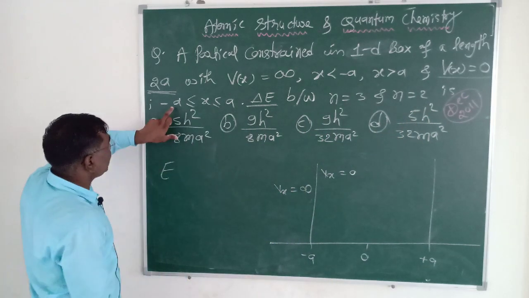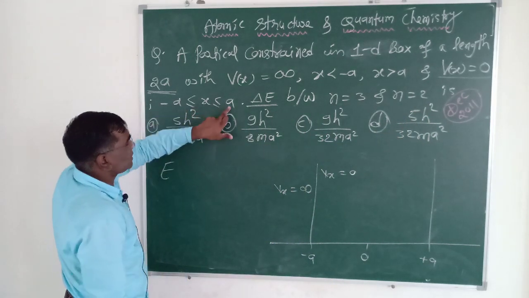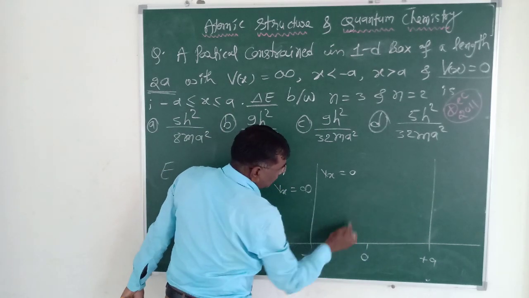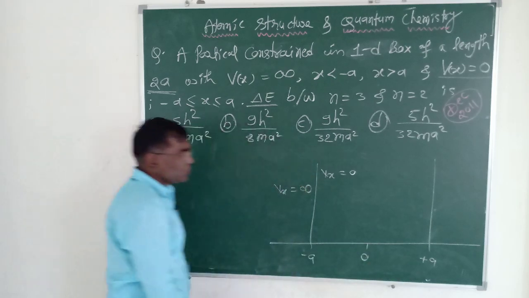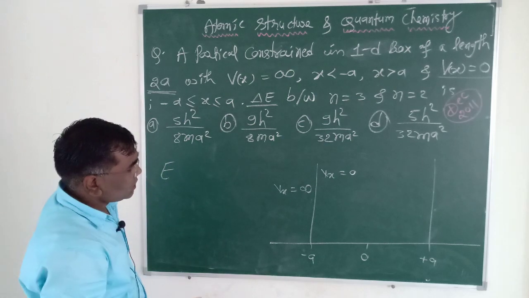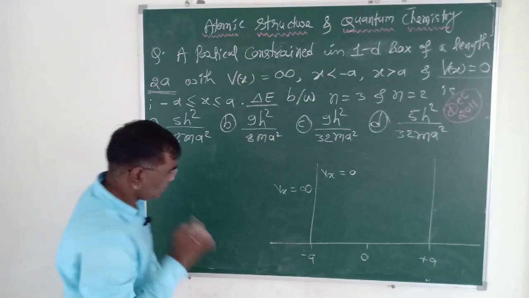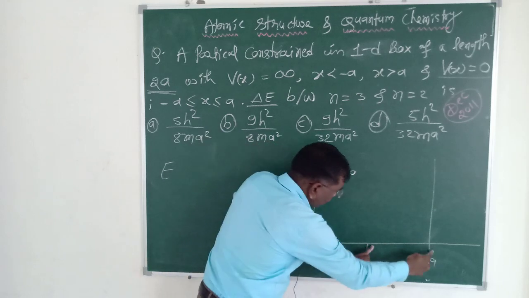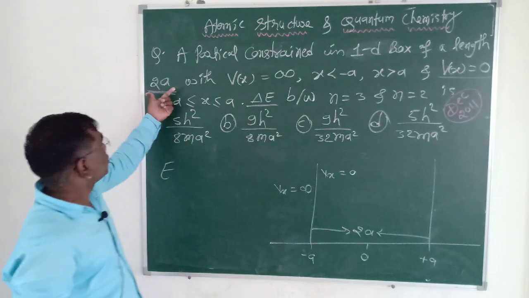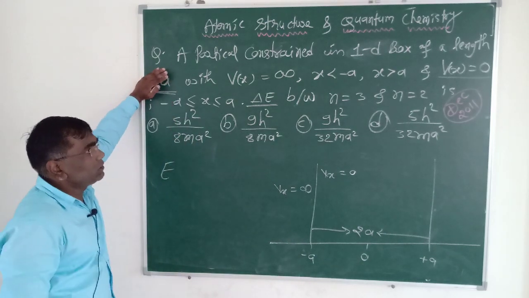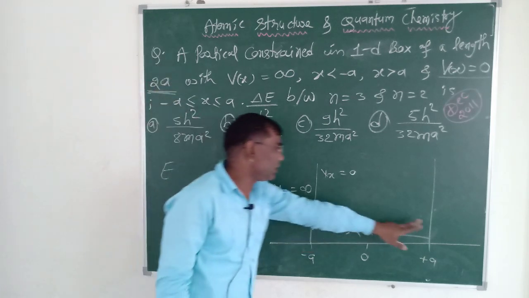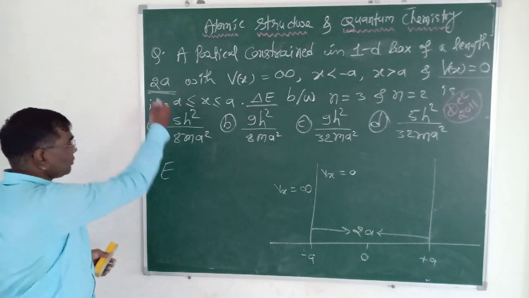Potential is zero when x lies between minus a and plus a, when the particle lies between minus a and plus a. So this is all about the diagrammatical portion of the construction of the box. This is equal to a and this is equal to a, so it is equal to 2a. So the length of the box is 2a. If the length of the box were not given in the question, we should still calculate it. The length of the box is 2a, which is also given here.